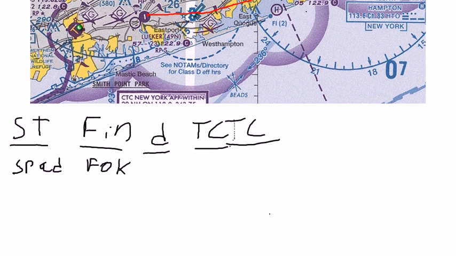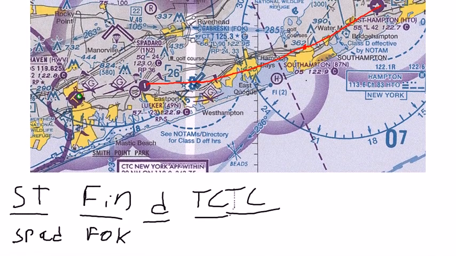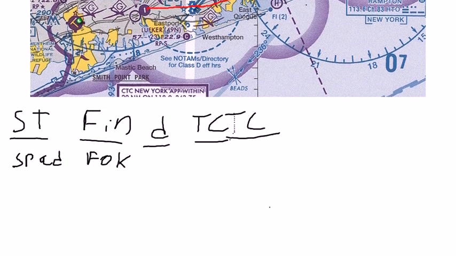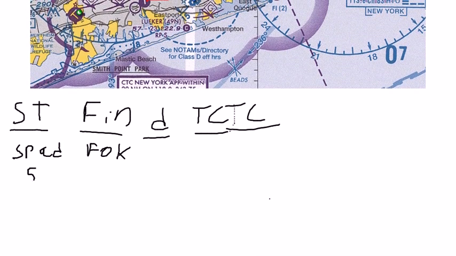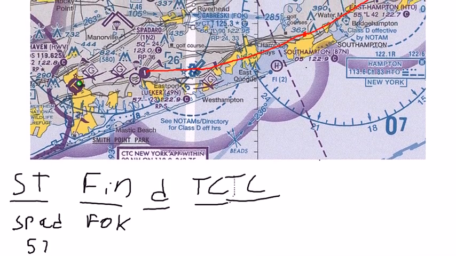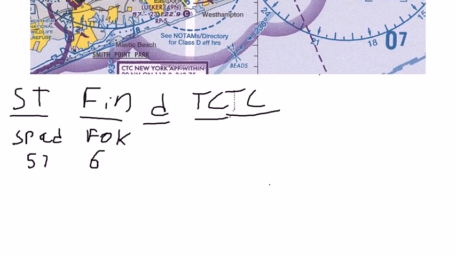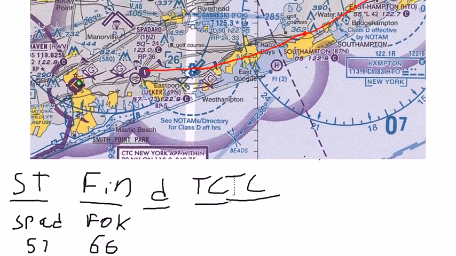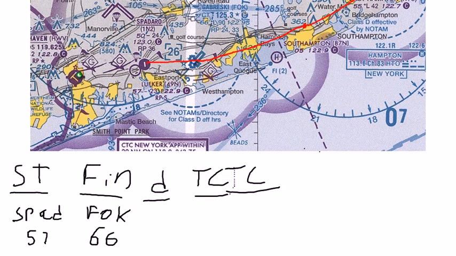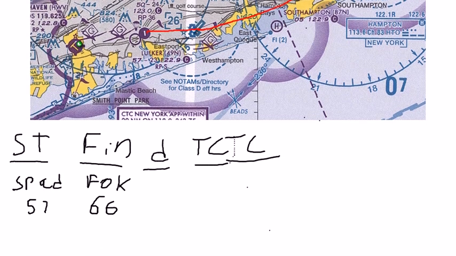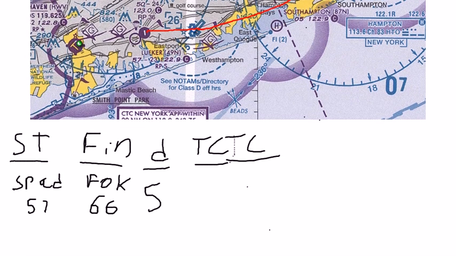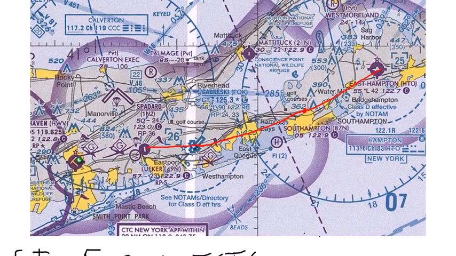The field elevations, that's the first thing we want to know. We can get those right from the sectional. We see that Spadaro is 57 feet high. FOK, let's see, that is 66. Right, the distance is the next thing we want, and we can just get that by using a standard sectional plotter. We're going to work in nautical miles for this example. I got 5.